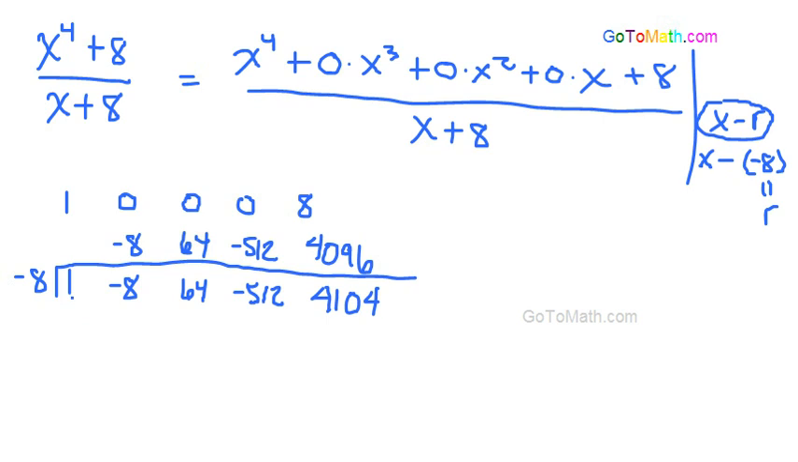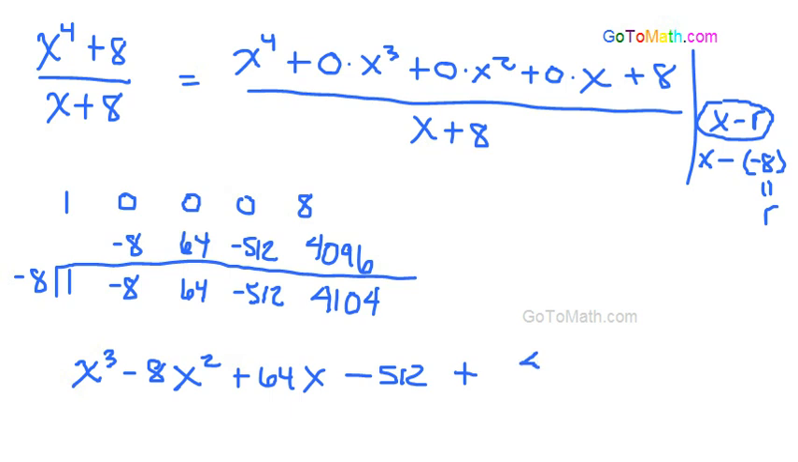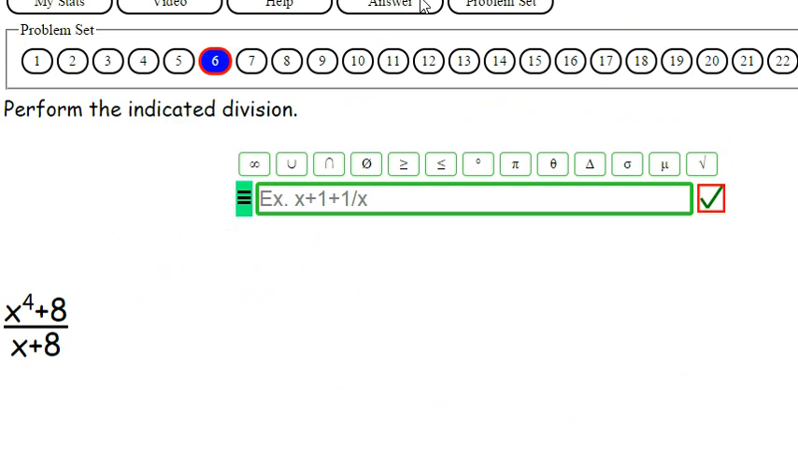Okay, so here we go. We started with an x to the fourth, so we'll reduce that by 1. That becomes 1 times x cubed minus 8 times x squared plus 64x minus 512, and then plus 4104 over x plus 8. There you go. Alright, so let's go over to the web page and see how that pans out.